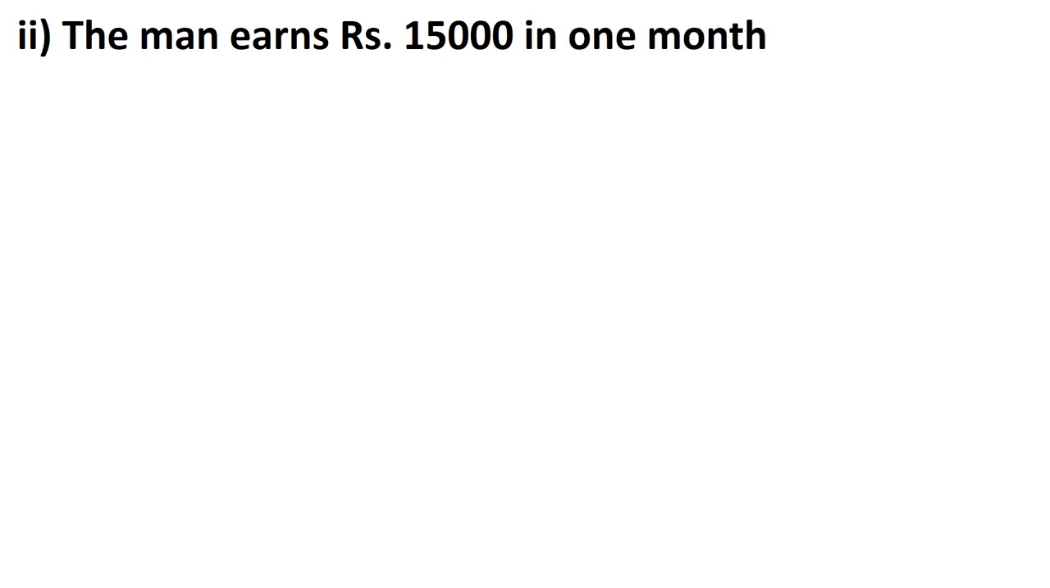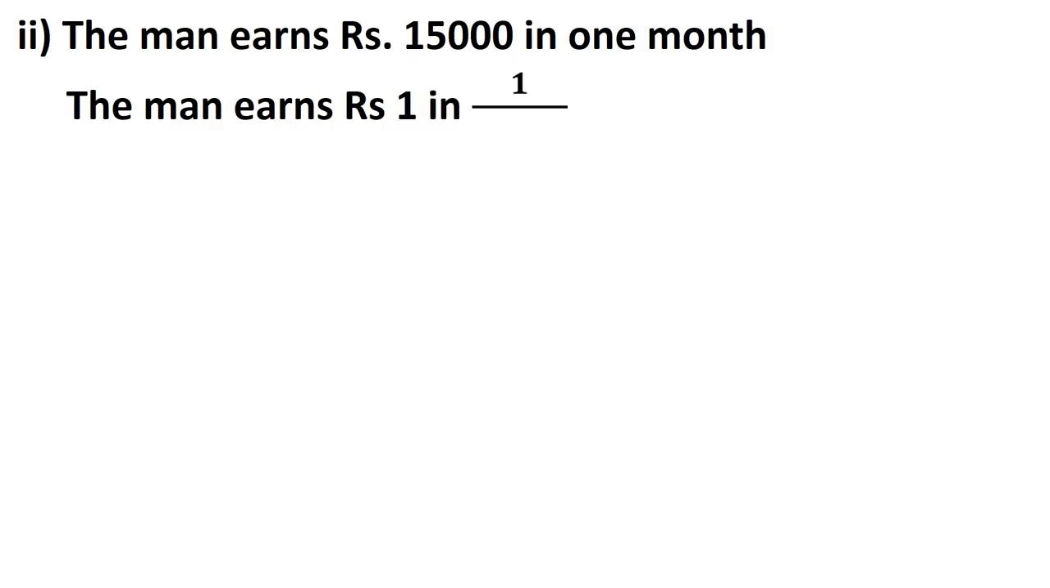Now see its second part. The man earned rupees 15,000 in 1 month. Okay, this is the earning in 1 month. So, how much time does he take to earn rupee 1? The man earned rupees 1 in 1 upon 15,000 months. Okay, beta, this 1 we will write down first. Because 1 is first, so 1 will come first. Don't interchange it.